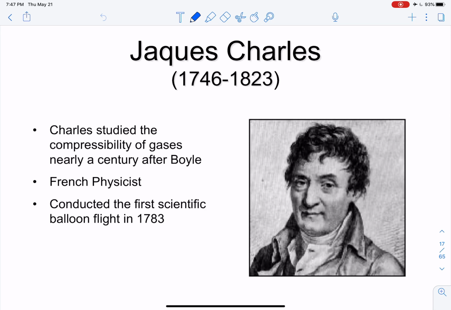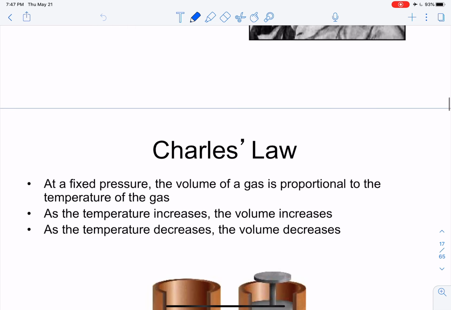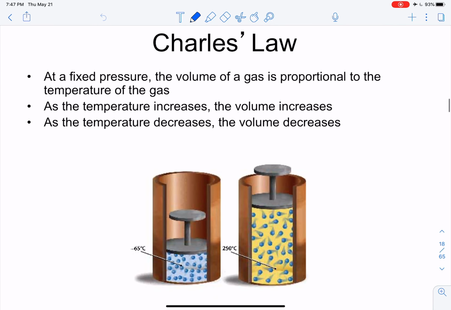Well, it was this French physicist named Jacques Charles, and he was around in the 1700s and the early 1800s, and he was one of the first to conduct a scientific balloon flight. So he went up there and he gathered data for whatever experiment he was doing at the time. And whiz bam bang, he thought up some good information for us to learn in class. Keep me employed. So here it is.